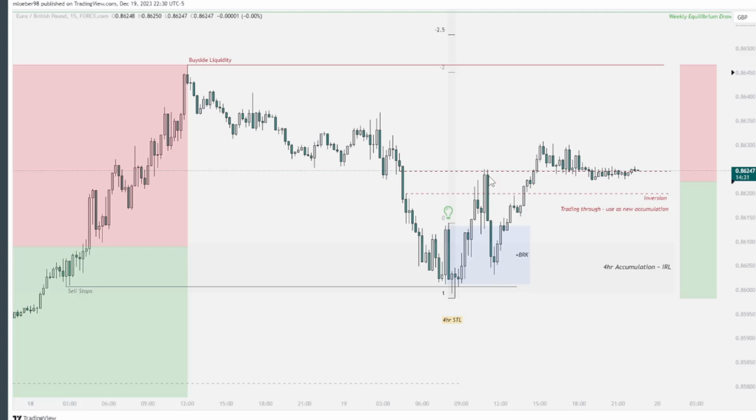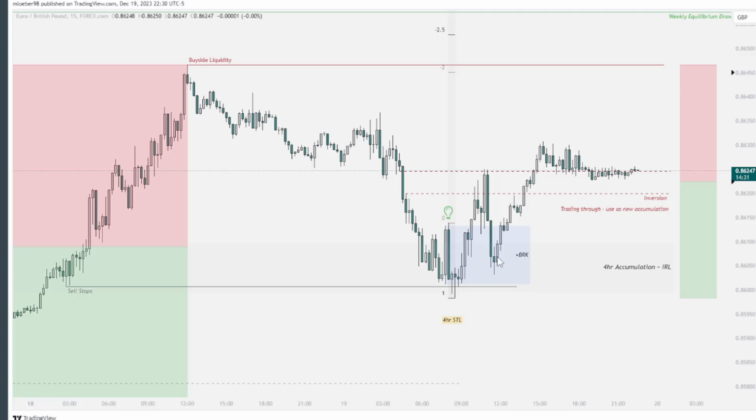And after we retraced into the breaker, we had an energetic move off of it, having price trade through this 15-minute bullish fair value gap, which is now an inversion gap, and trading through here, which can be used now as new accumulation. So I would assume that price accumulates overnight inside of this 15-minute bullish fair value gap to then continue and push price higher.